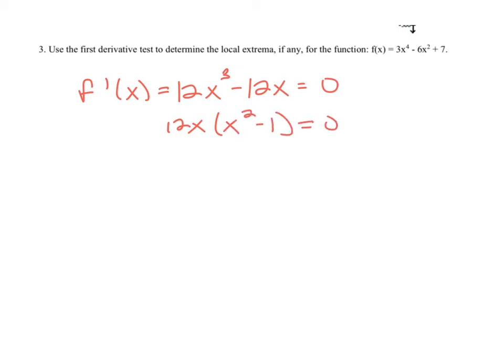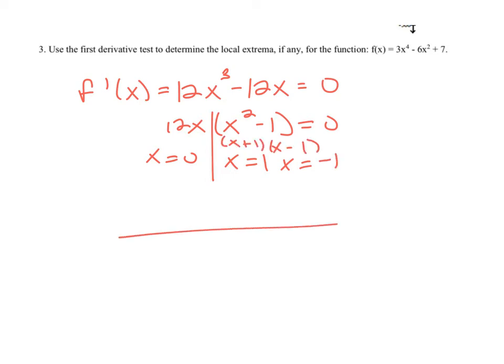So my critical points are going to be x equals 0, x equals 1, and x equals negative 1 because this is x, x plus 1, x minus 1. What you're going to do is plot those critical points on a number line. So negative 1 goes here, 0 goes in the middle, 1 goes over there. And this is the number line of f prime.